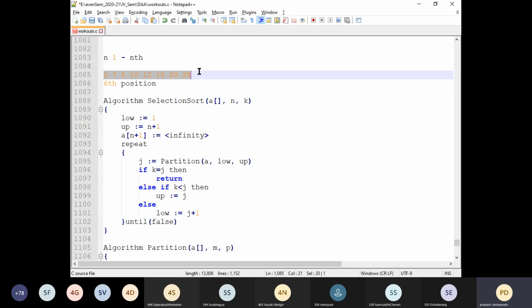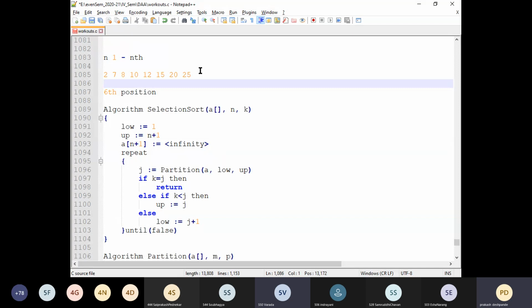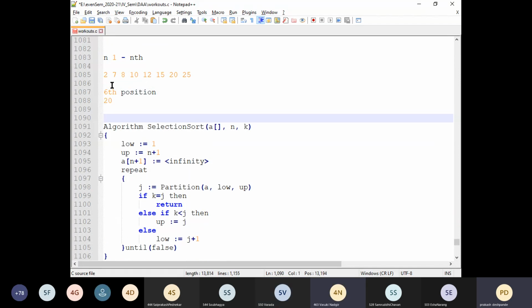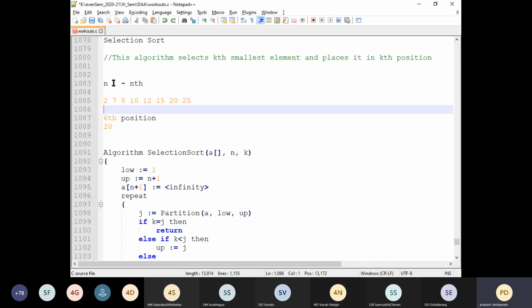By looking at these numbers, can anyone tell me which element can be best suited for the 6th position? 20. Okay, any other answers? No, sir, 20. What is the position of the first element? 0. 1. Now, this is the problem. What I explained earlier: the first element is not 0, it is 1 in the case of selection sort.